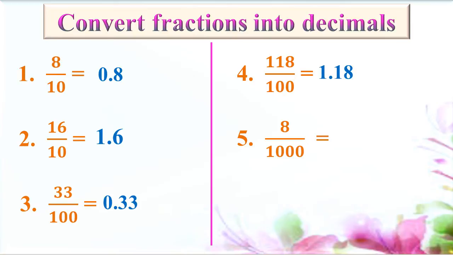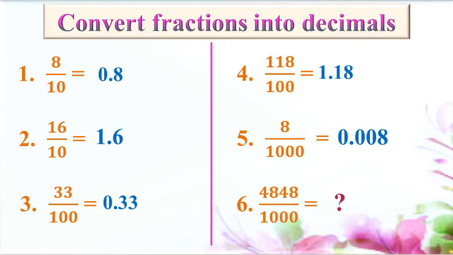Then we have 8 by 1000. In the denominator we have three zeros, so we want to move three steps from right to left in the numerator. So we'll get, what is that answer? That means 0.008. Then the sixth one, 4848 divided by 1000. In the denominator we have three zeros, so we want to move three steps from right to left in the numerator. So we'll get 4.848.